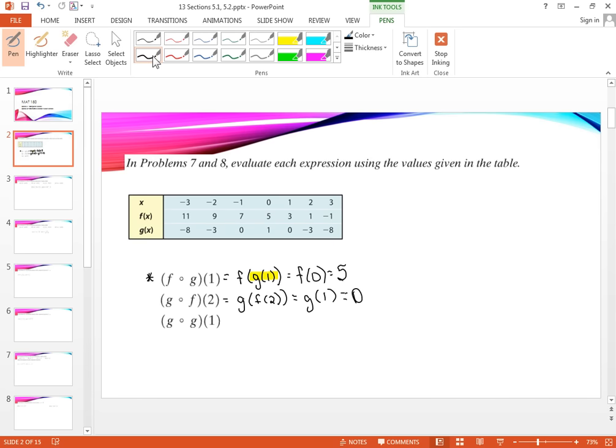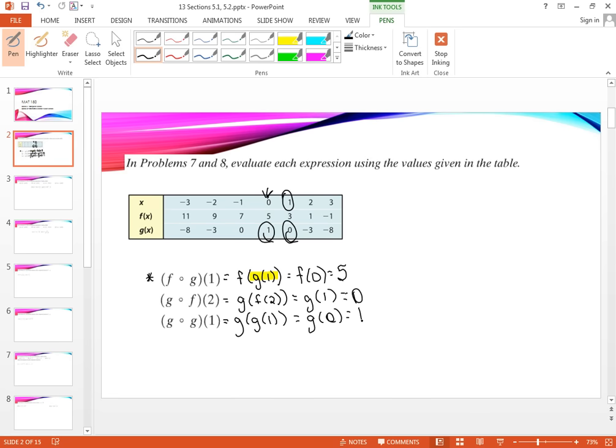Okay, and let's just do one more. g of g of 1. That bugs some people because it's like, what, g of g? We can do it, no problem. So g of 1. Plug 1 into g, and you get 0. So this becomes g of 0. Go on to the chart where x is 0, the g value is 1.